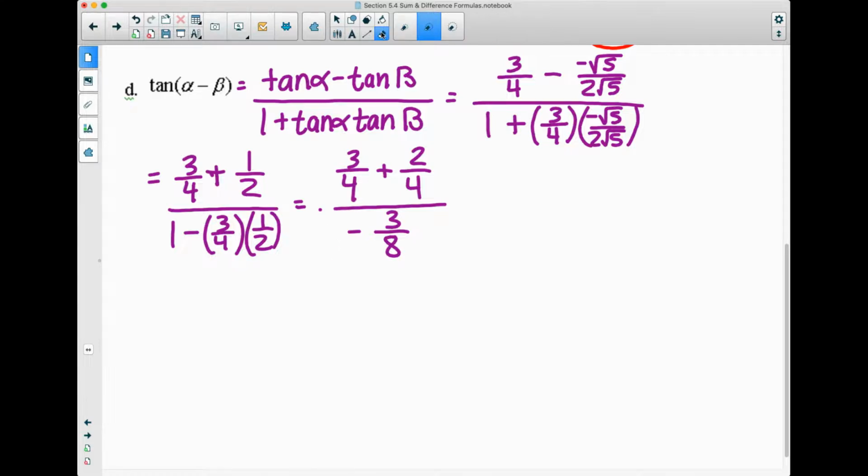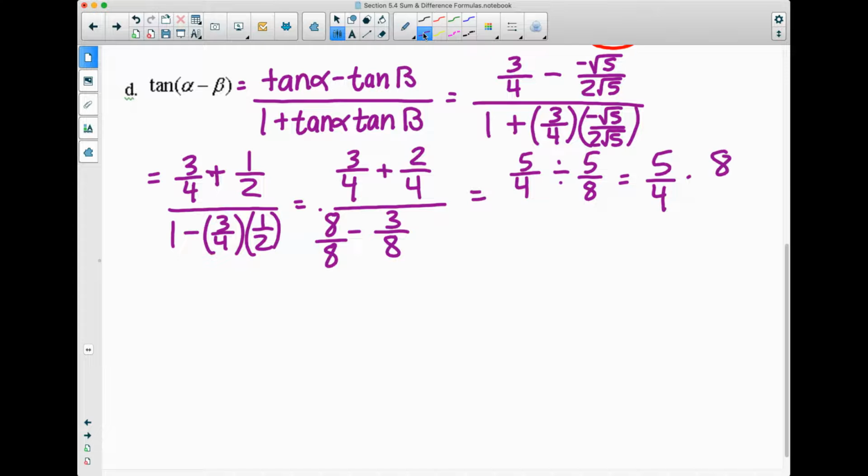I'm gonna change this one right here to automatically just do an 8/8. So now I get 5/4 divided by 5/8. And I write it this way only because it's easier for me to then do 5/4 times 8/5. So 8 divided by 4 is just 2. So again, super important you show your work so I can give you as much credit as possible.